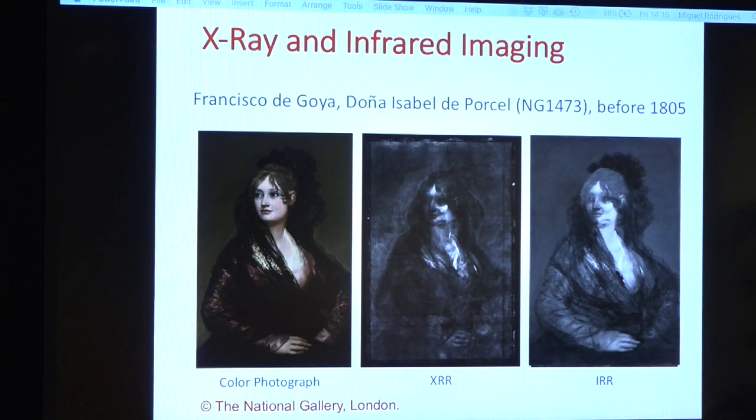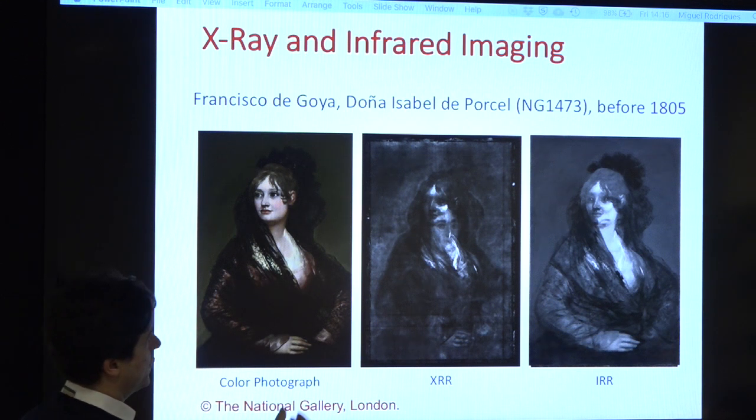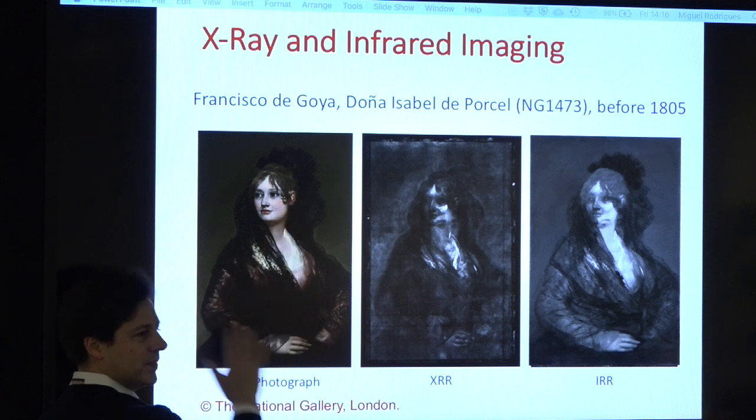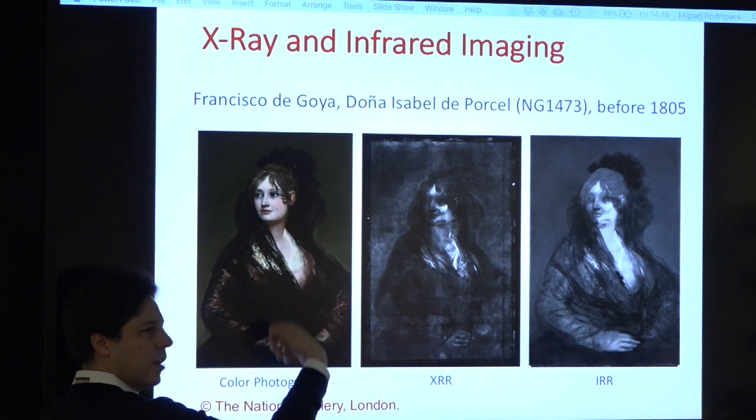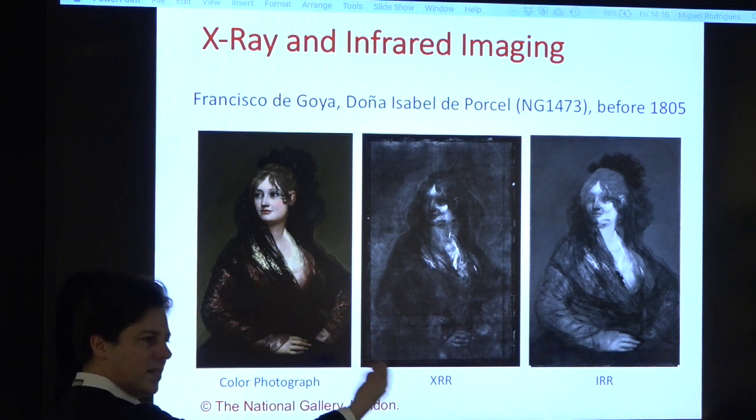X-ray and infrared imaging. Here we've got this color photograph of Donna Isabel de Porcel, a painting in the National Gallery. And here we've got the X-ray corresponding to this painting and the infrared image. What you can see is, due to the high penetration of X-rays, X-rays can really probe within the surface. In this particular case, you can see that below the surface you have another painting which corresponds to a male figure, who we do not quite understand.